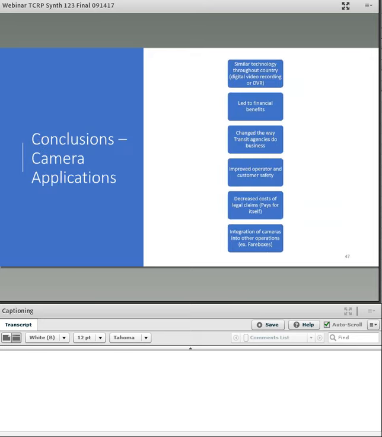So our conclusions. Basically, the agencies are using similar technology throughout the country. The DVRs, the camera applications have led to financial benefits. They've changed the way transit agencies do business. They've improved operator and customer safety. They've decreased the cost of legal claims, and so, as SEPTA says, it pays for itself. And they've integrated cameras into other operations.